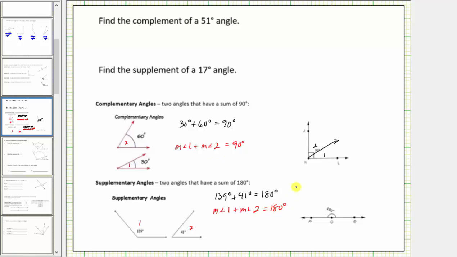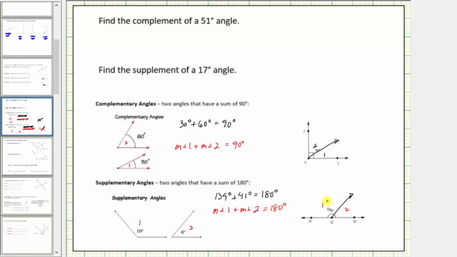Another way to think of this is, if we were to combine two supplementary angles, they must form a straight angle. Beginning with this straight angle here, if we break this up into two separate angles, let's say here, using this ray, and we call this angle 1 and this angle 2, the sum of the measures must equal 180 degrees, and therefore together they form a straight angle.